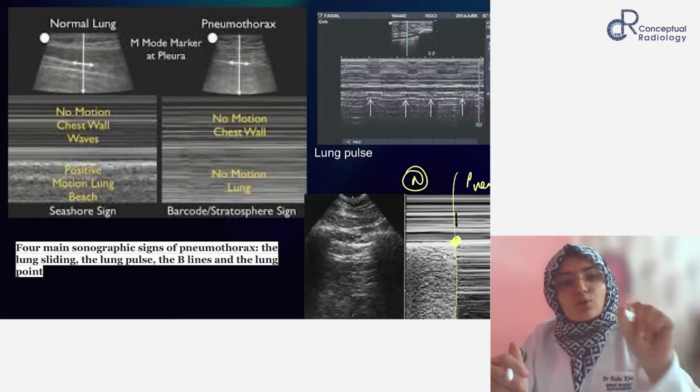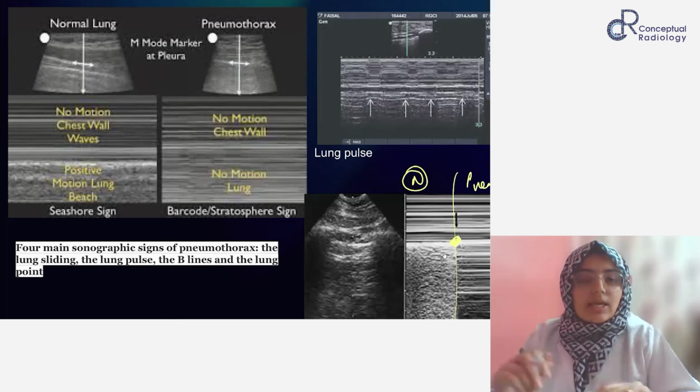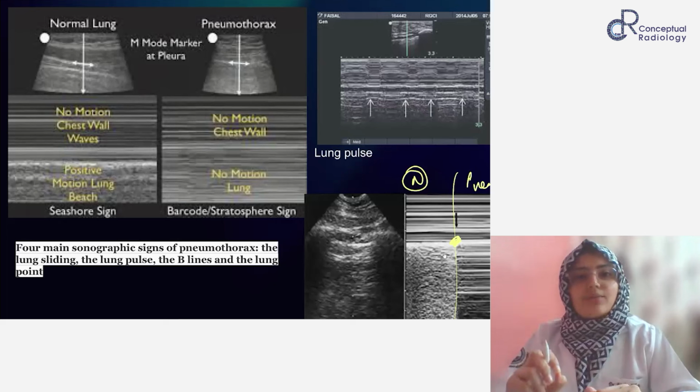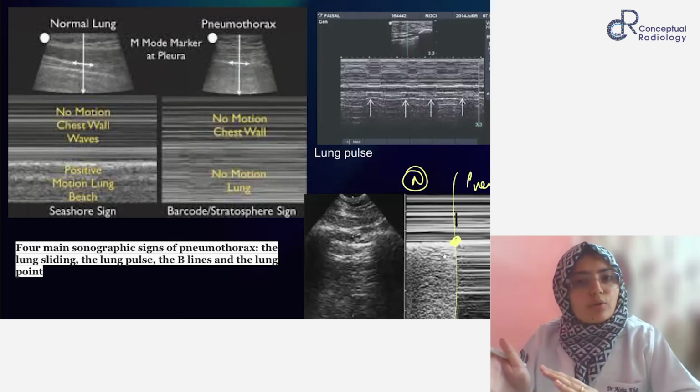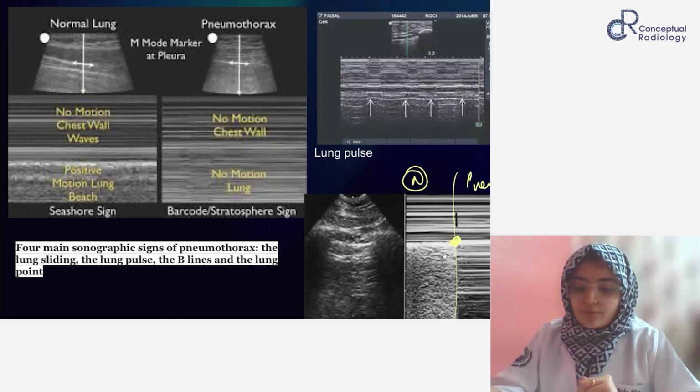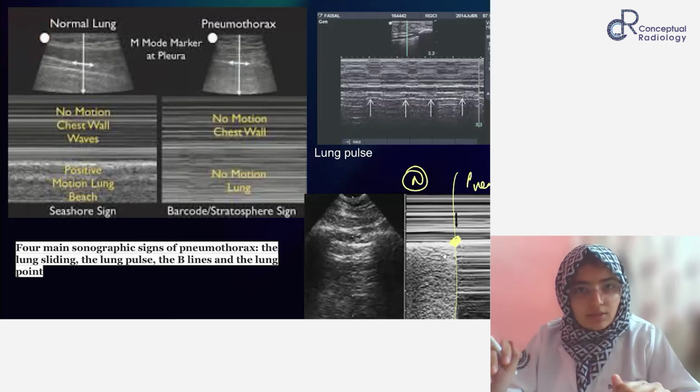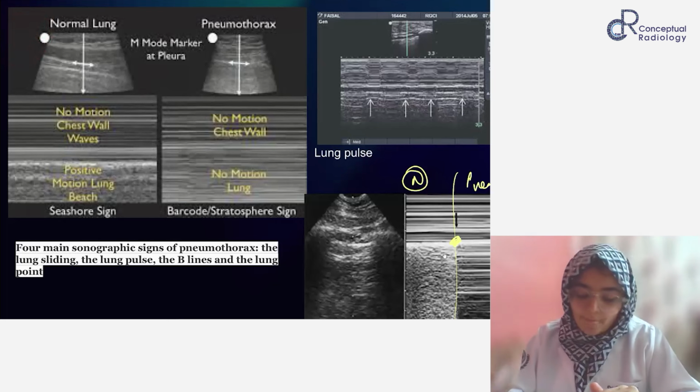On M mode, you're going to see this motion, these specific signs. Key: seashore sign versus barcode sign. That is M mode. Everything else is B mode. Only this is M mode. Everything else is B mode. Understood? Routine is B mode.